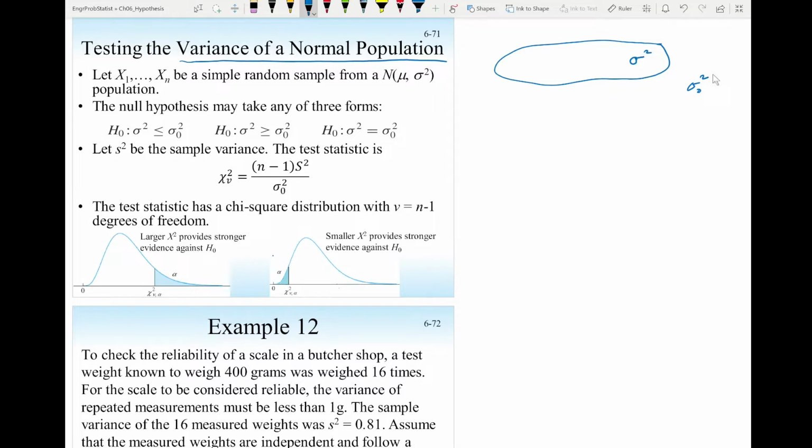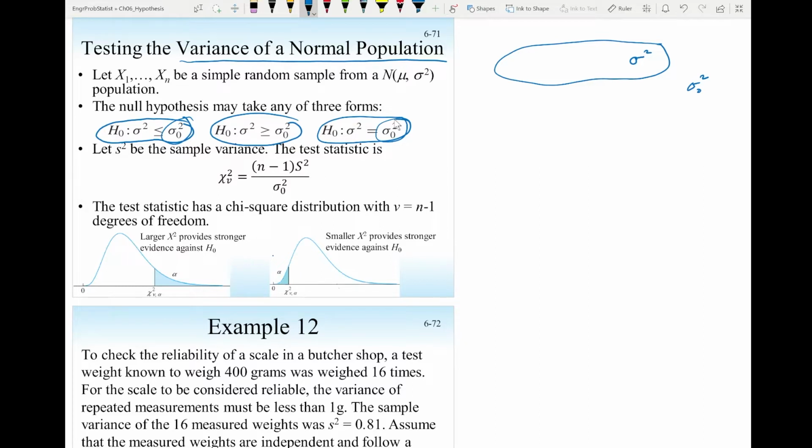So there are 3 possible null hypotheses. The first one is the variance of the population is equal or smaller than sigma 0 squared. And sigma 0 squared here is just a specific value or constant. The second possible null hypothesis is the variance of the population is equal or larger. And the third one is the variance of the population equals sigma 0 squared. So these are the 3 possible null hypotheses. Which one we will choose, we will see. It depends on the application and the evidence of the sample.